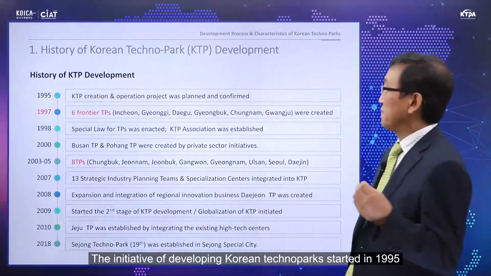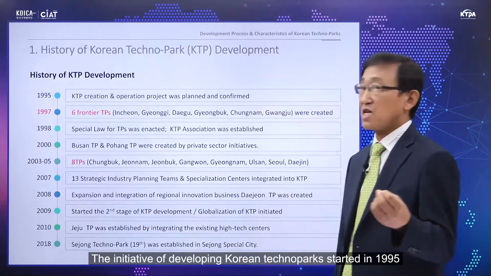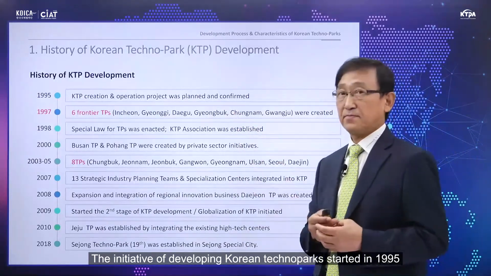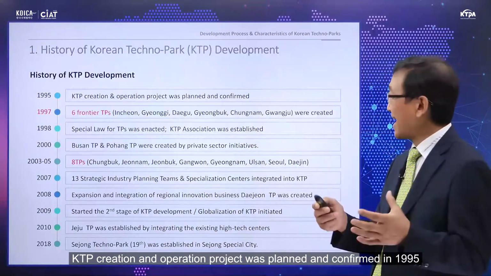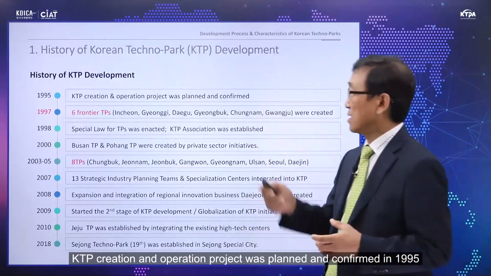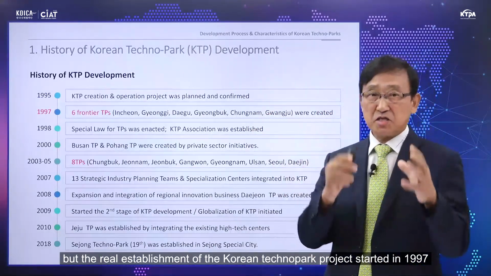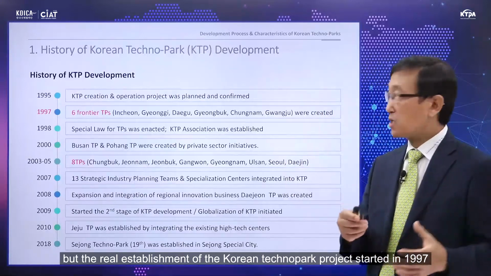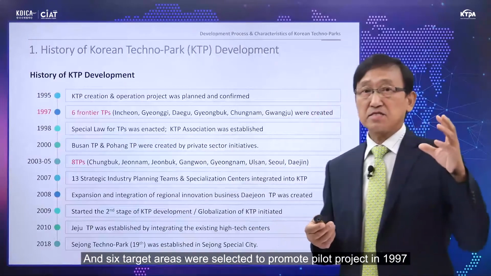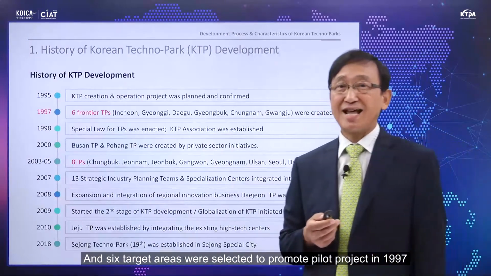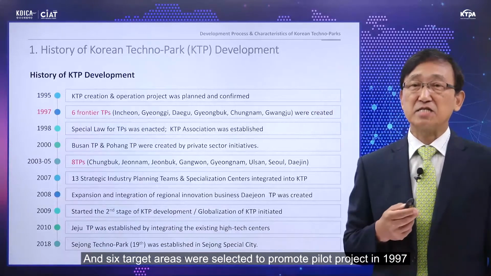The initiative of developing Korea Technoparks started in 1995. The KTP creation and operation project was planned and confirmed in 1995. But the real establishment of the Korea Technopark project started in 1997, and 6 target areas were selected to promote the pilot project in 1997.